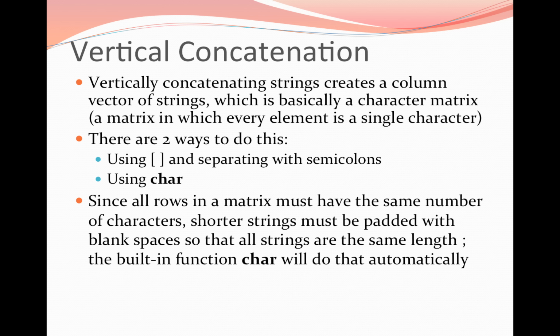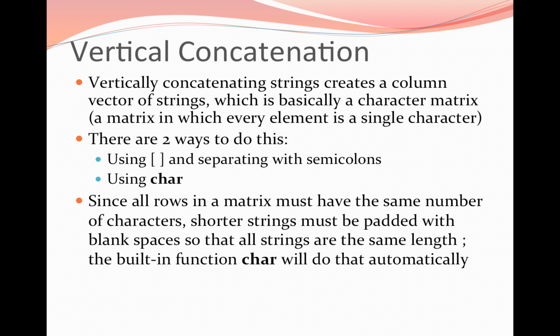You can also vertically concatenate strings. So basically what you're doing is creating a column vector of strings. What that really means is a character matrix, a matrix in which every element is a single character. There are two ways of doing this. Again, we can use the square brackets and separate with semicolons, just as we saw with number matrices. And we can use the char function.